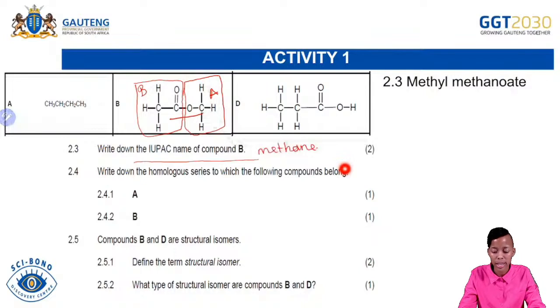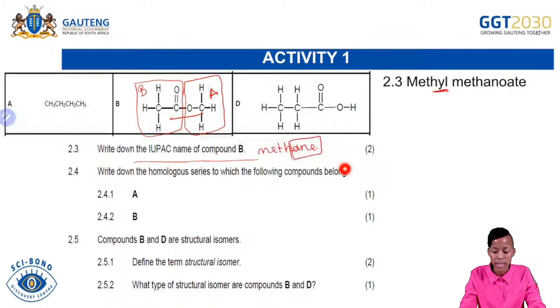If it was an alkane, then the alcohol part would be called methane. But because now we are naming an ester, what are we going to do? It means that we now remove the A and then we replace it with the YL, so that it becomes methyl.